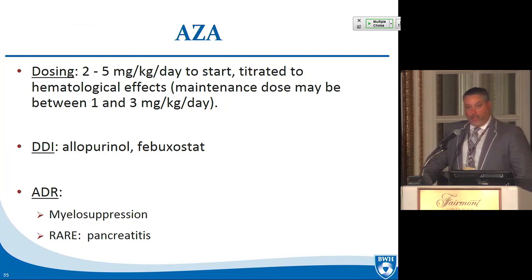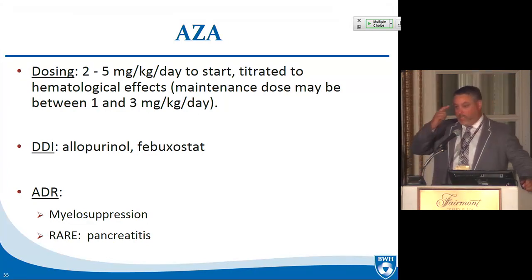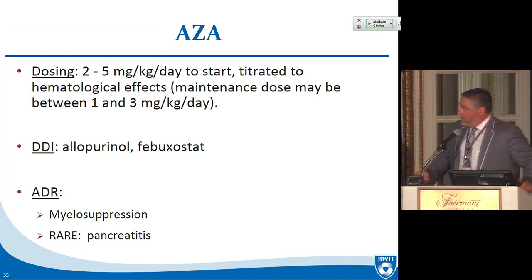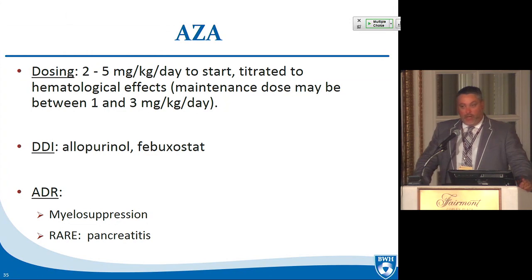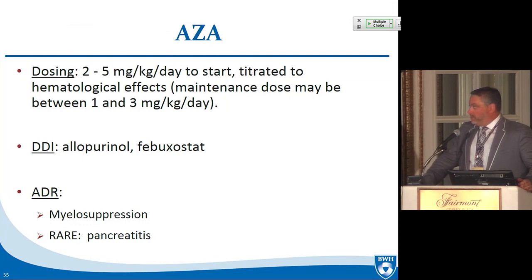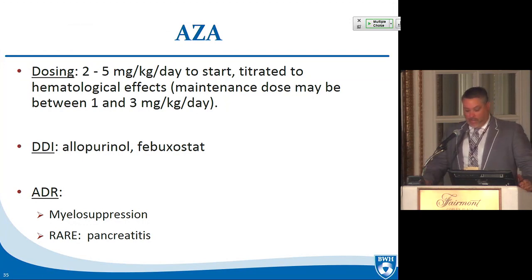There are only 2 drug interactions with this, but they're probably the most severe drug interactions I've ever seen, and that's with your xanthine oxidase inhibitors. Xanthine oxidase is the enzyme that metabolizes 6-mercaptopurine into its inactive constituents, and if you give a xanthine oxidase inhibitor, you're likely to see bone marrow obliteration in about 3 to 5 days. Your side effect profile, you have a large amount of myelosuppression. Other than that, it tends to be a relatively well-tolerated medicine, especially from a GI perspective. There's been rare reports of pancreatitis.